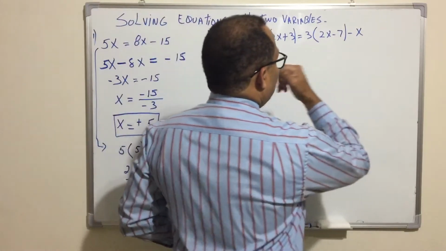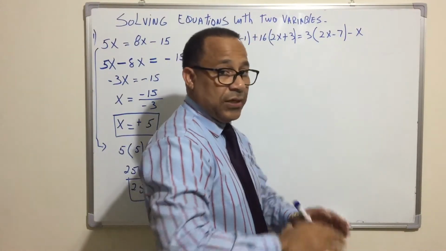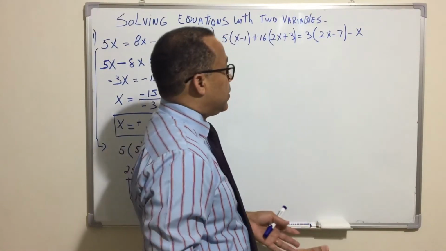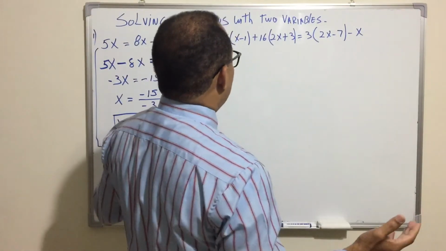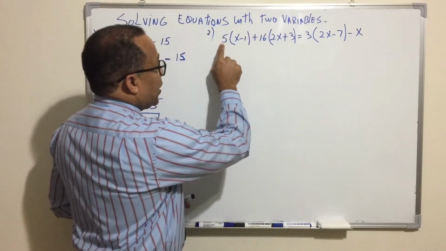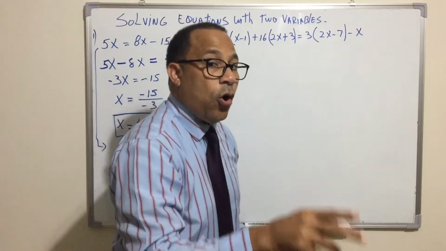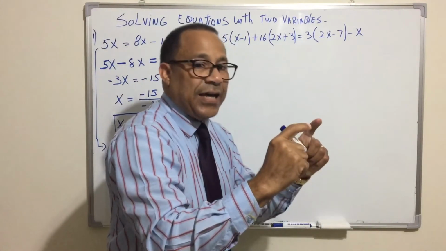On this side, I have in the parentheses 2x minus 7. They are not like terms. I can do nothing with that. So I'll leave it like that. So what do I do? Well, the parenthesis means that the 5 multiplies all the terms inside the parentheses.